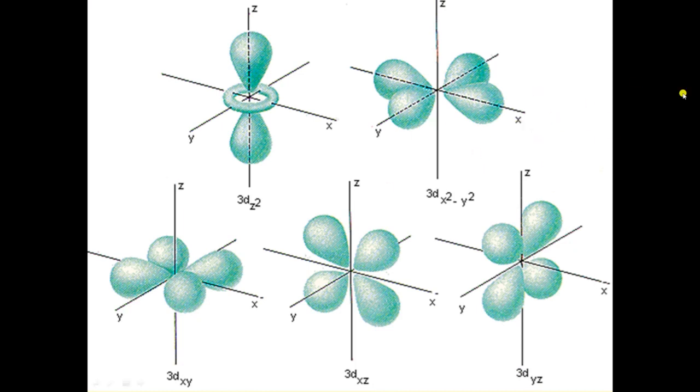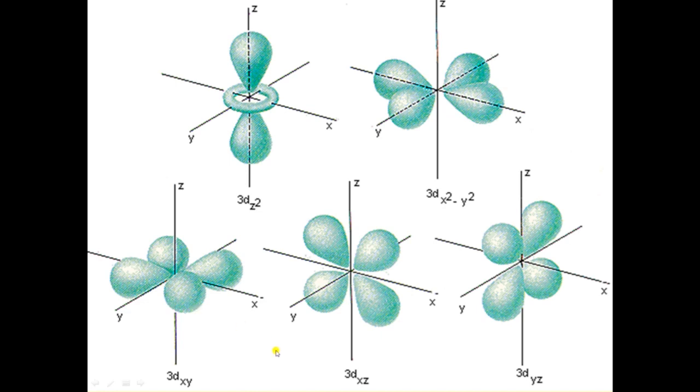This is dxy. Here you have to look at only the x-axis and y-axis. Don't look at the z-axis. Here the electron cloud is present between the axes in the xy plane. So this is one electron cloud and this is the second one. Overall the shape is known as clover leaf shape. So the electron cloud is present between the axes in the xy plane.